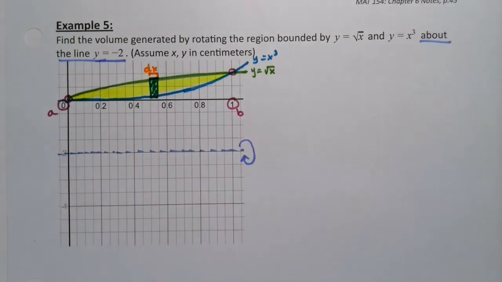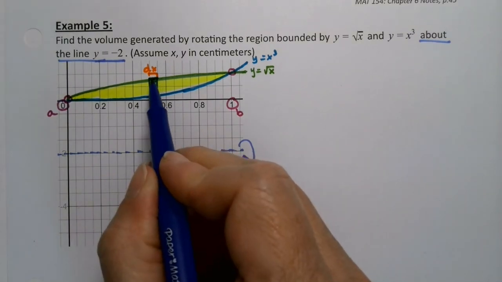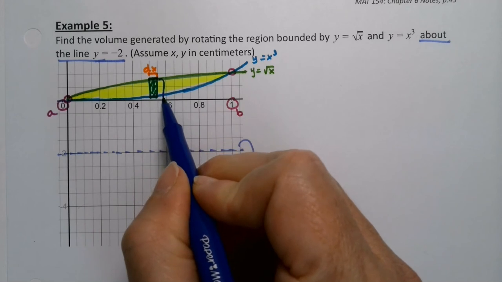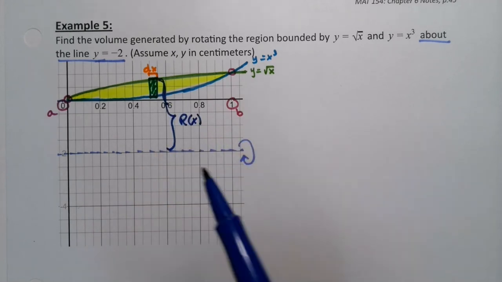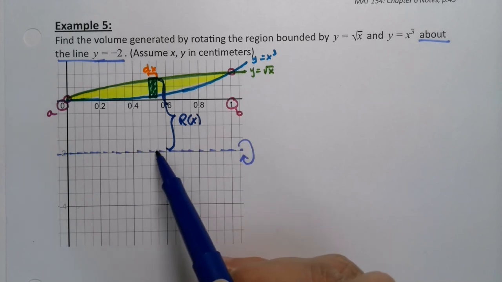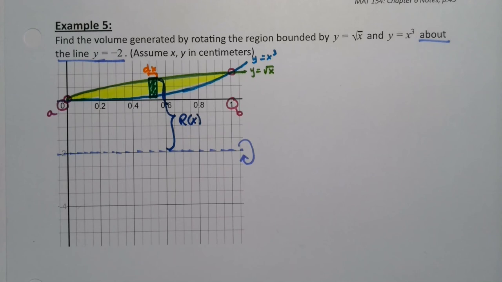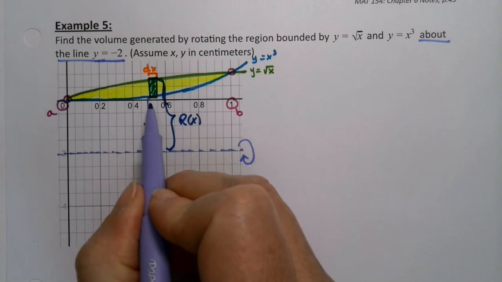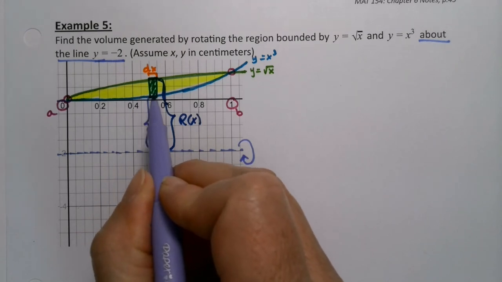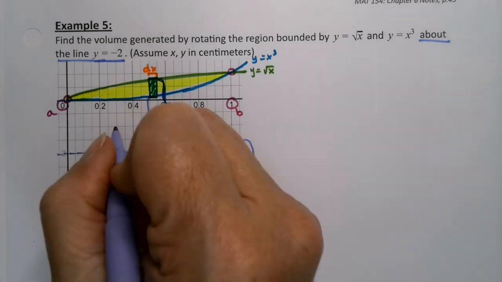So this distance right here, from the axis of rotation out to the outer edge, because think about how this is rotating, this distance right here is capital R of x. It's from this value of -2 all the way up to that curve. And then the inner radius of rotation, the smaller one, is from this blue curve all the way down to the axis of rotation. That's little r of x.